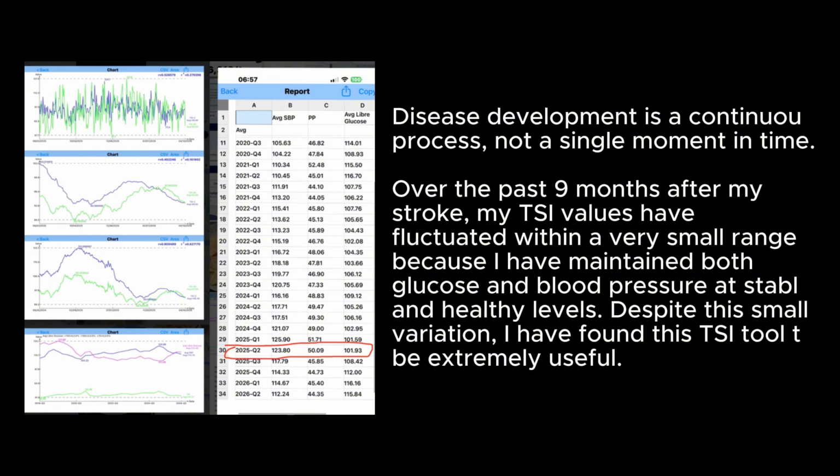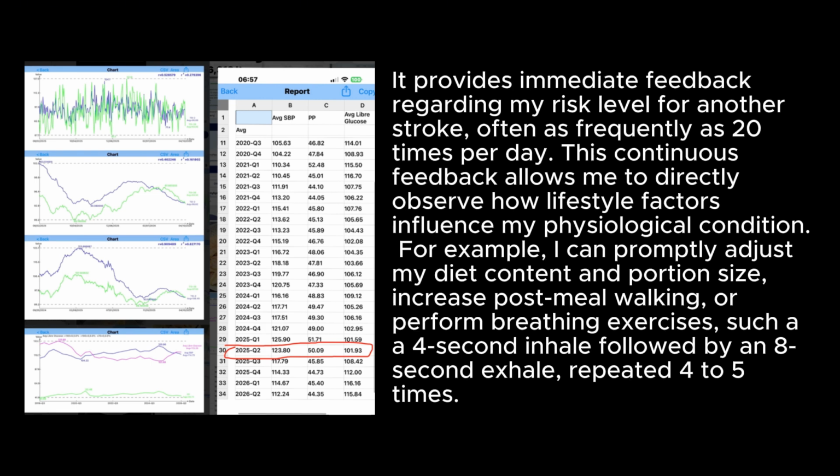Over the past 9 months after my stroke, my TSI values have fluctuated within a very small range because I have maintained both glucose and blood pressure at stable and healthy levels. Despite this small variation, I have found this TSI tool to be extremely useful. It provides immediate feedback regarding my risk level for another stroke, often as frequently as 20 times per day. This continuous feedback allows me to directly observe how lifestyle factors influence my physiological condition.